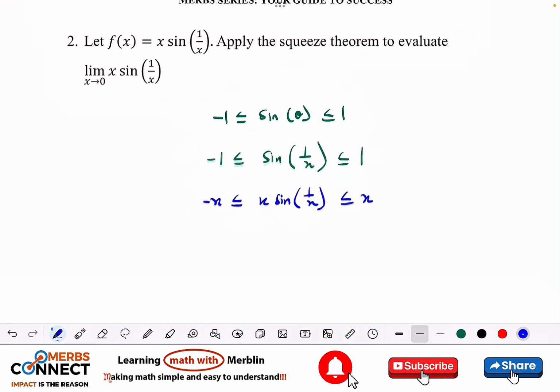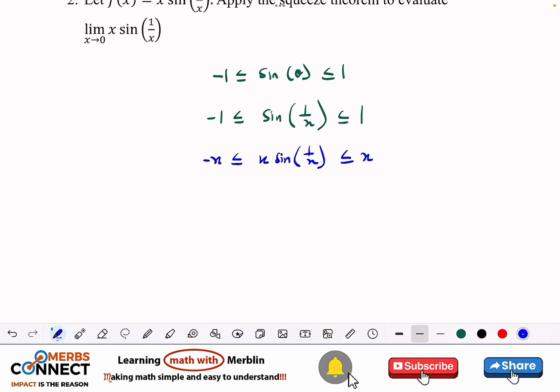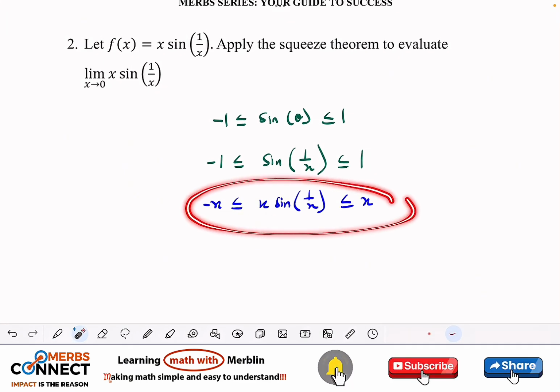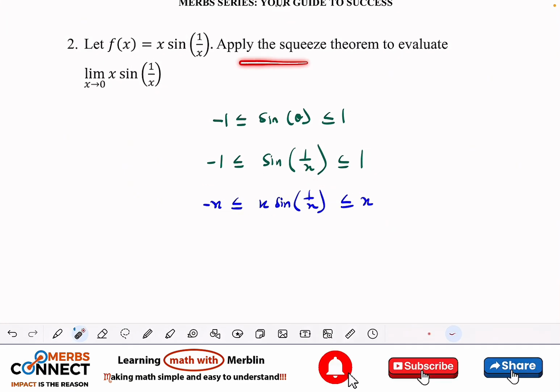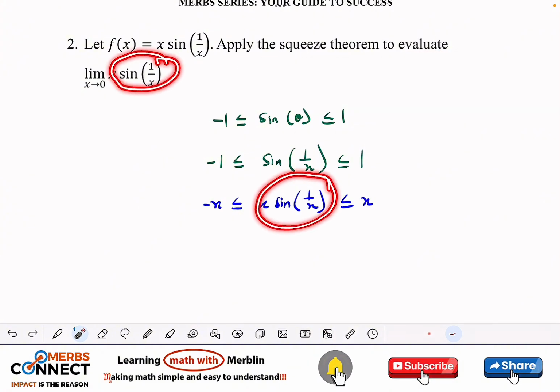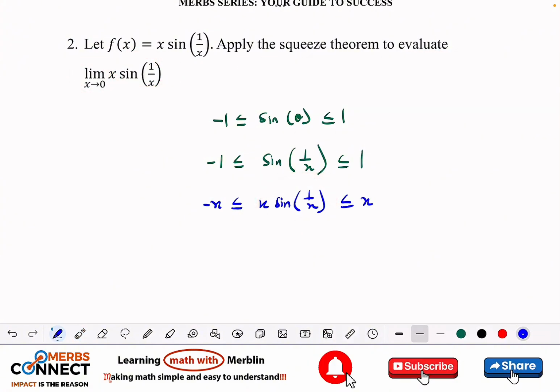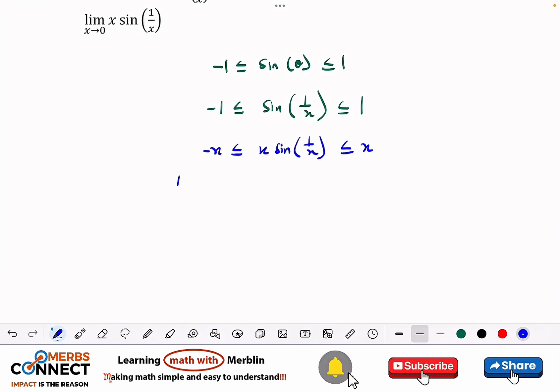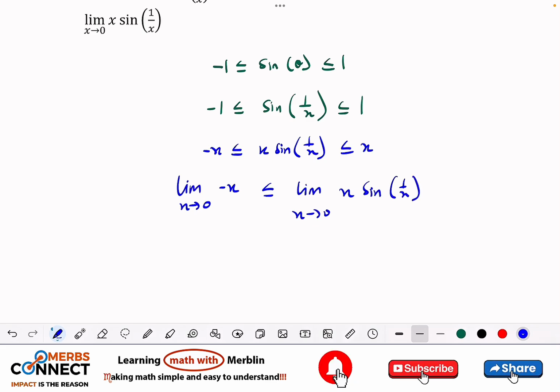Indeed, this is very nice. Then this is the inequality formed. Then since we want to apply the squeeze theorem, we see that this is the same thing as this. So we need to take the limit as x is approaching 0. So let's do that. Limit as x is approaching 0 of minus x is less than the limit as x is approaching 0 of x sine 1 over x, which is less than or equal to the limit as x is approaching 0 of x.